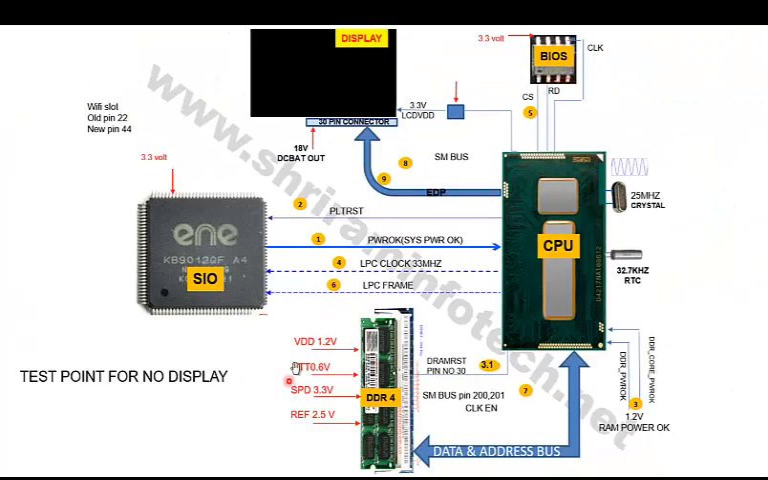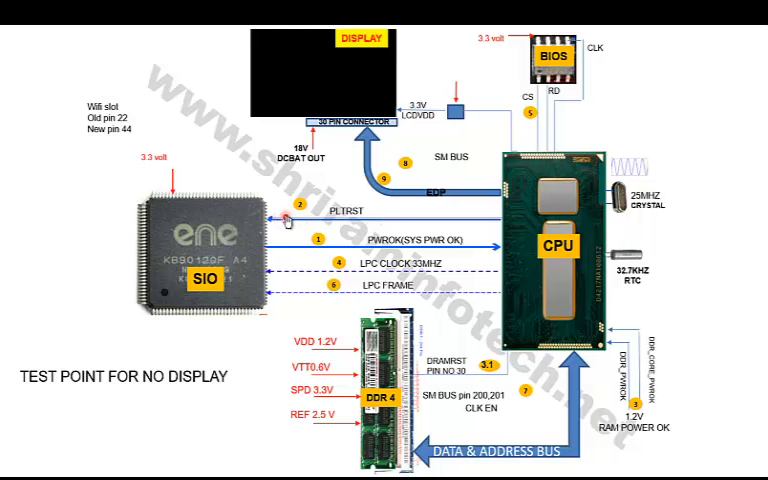So after the system power OK signal informs the CPU that all the powers are OK, the CPU immediately generates this signal. It's called the PLT reset or the platform reset. This platform reset is a 3 volt signal which resets the entire motherboard.